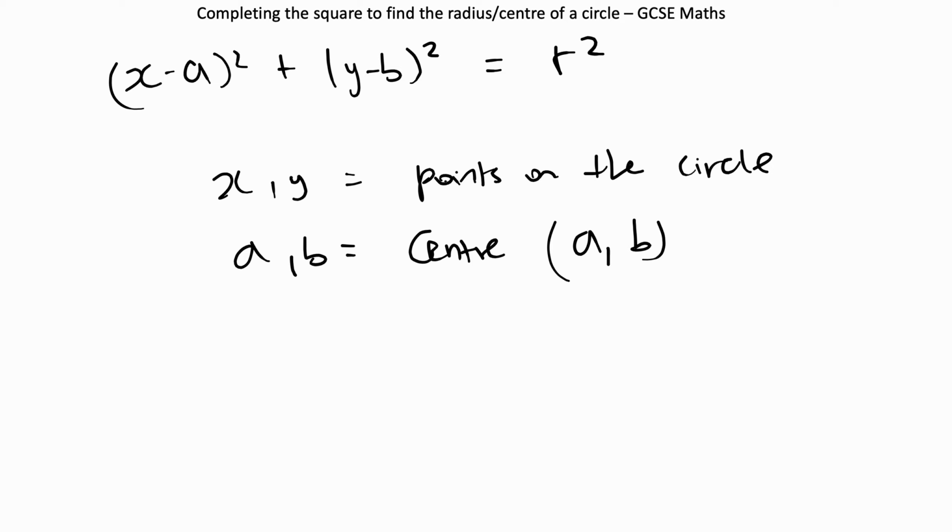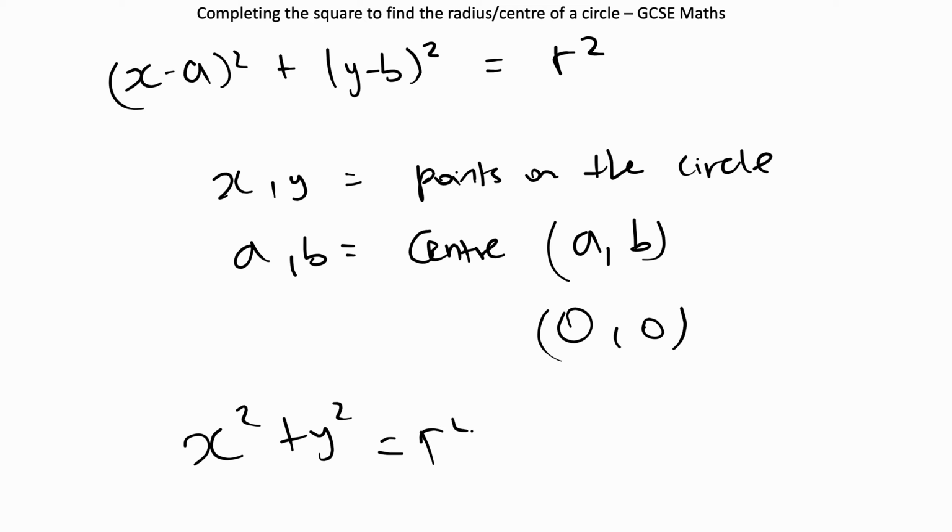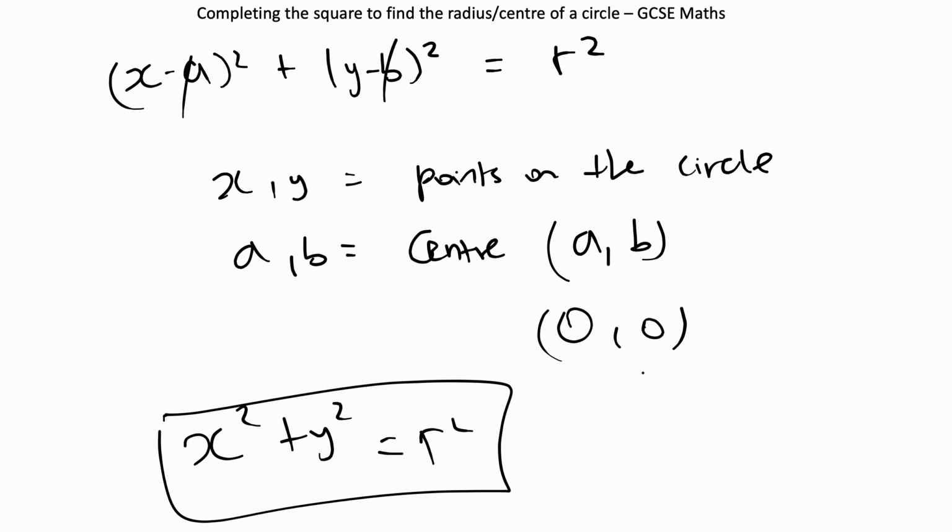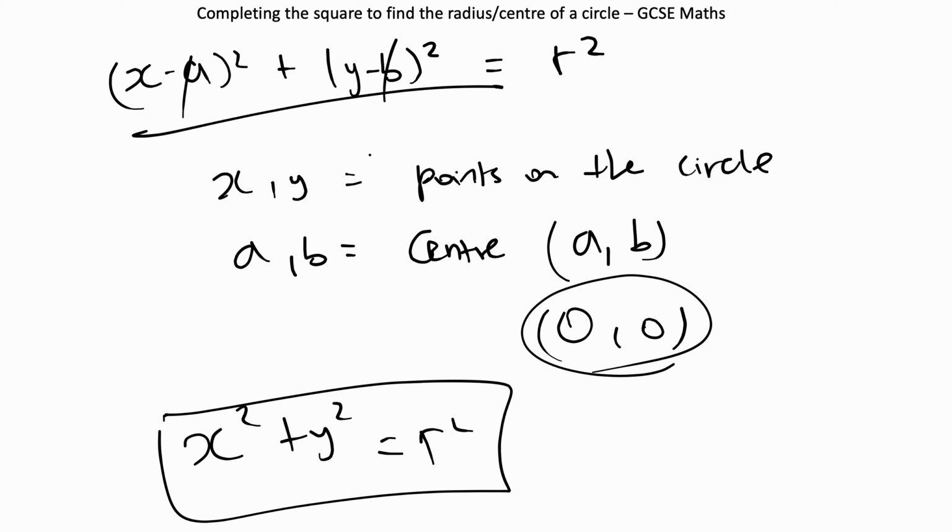Right? So if the center was the origin, it would just be (0, 0). And that's why if the center of the circle is the origin, we simplify the equation to just become x squared plus y squared equals r squared, because when a is 0 and b is 0, they're just going to disappear. If it's not, we have this long formula.